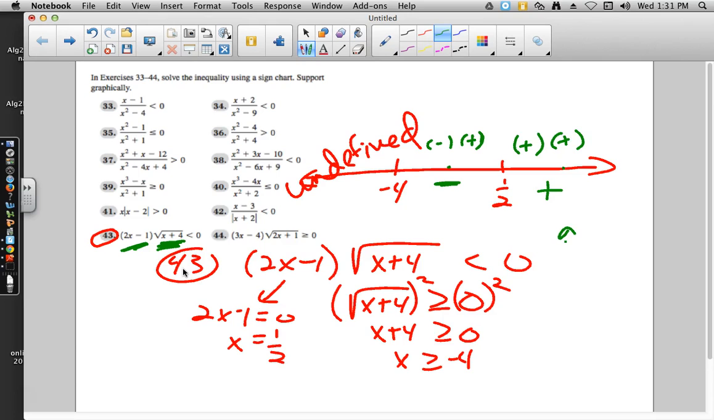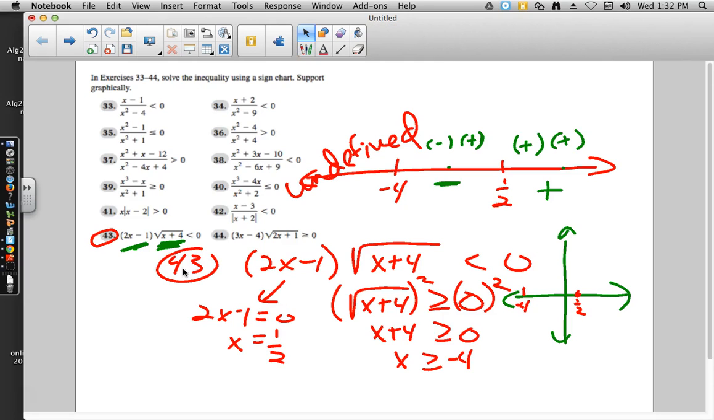So this will be positive. So the graph itself is going to be very similar to one we did in class. We'll be over here at 1/2, but back here at negative 4, like so. Now, what do we need to do? We need to answer the question. When is this less than 0? So when is it below? Well, that's where it's negative, right here. So between negative 4 and 1/2.